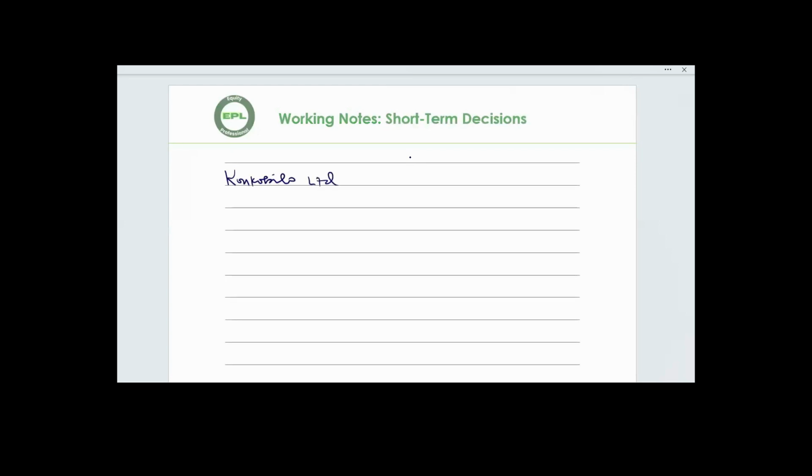Limited. So in part A of the question, the examiner is asking us to determine the minimum price to accept for the order. So I would then say number A, determination of minimum price. Or I can just simply say minimum price. So I would then go back to the question.